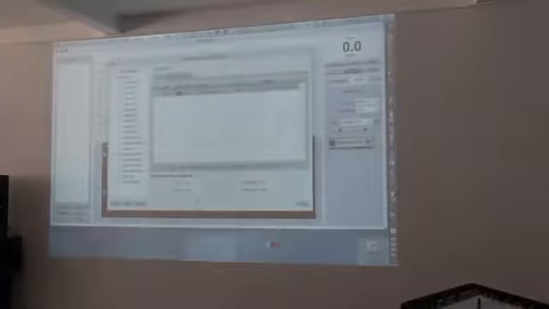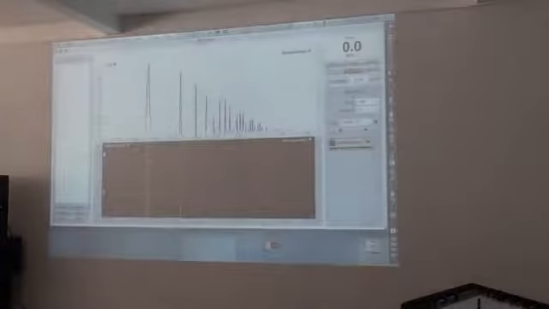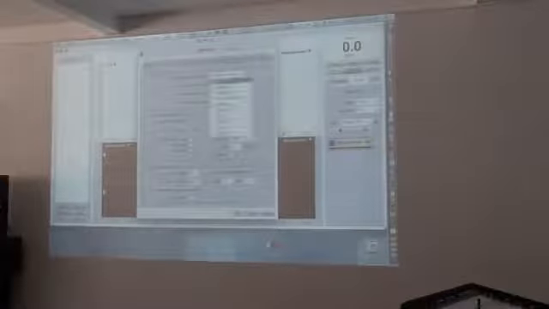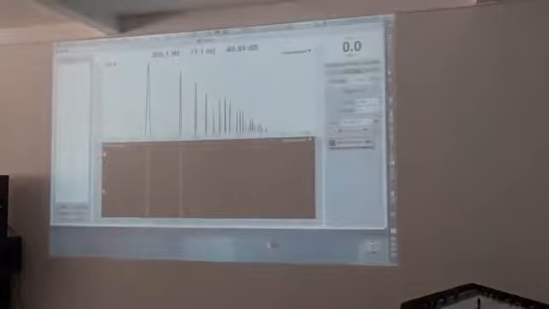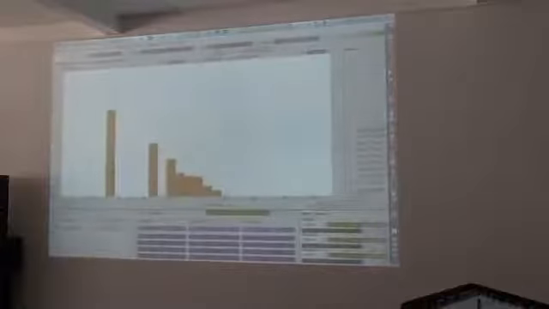Let me change here, yes. Okay, so this is the triangular wave, and you can see here a spectrograph. How does the triangular look in the real-time analyzer?